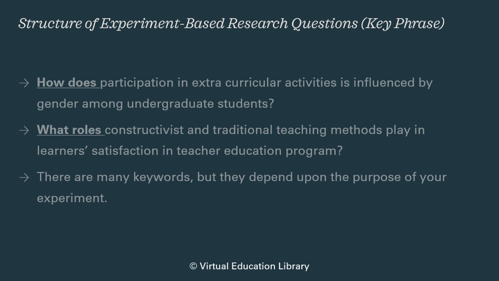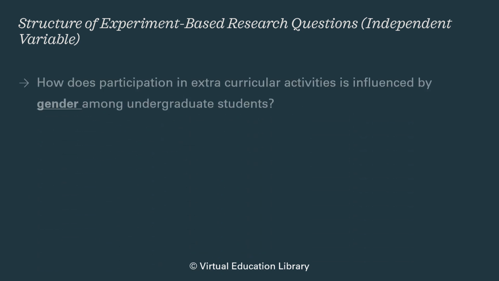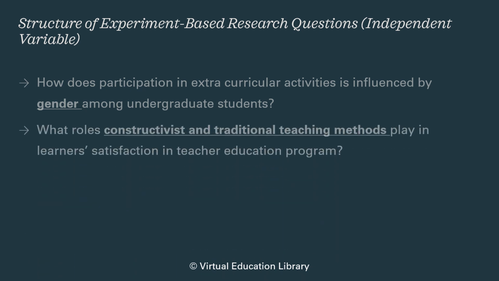So the second question can also be studied by using the descriptive research method. But the "how" question usually requires an experiment or qualitative research. Like the previous question, this will also include an independent variable. How does participation in extracurricular activities is influenced by gender? Gender is an independent variable among undergraduate students.